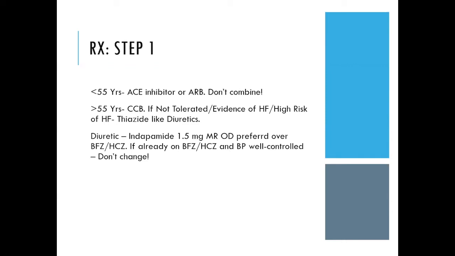Thiazide-like diuretic means that's not a classical bendroflumethiazide or hydrochlorothiazide. That's a modified kind of thiazide-like diuretic. The classical example is indapamide. You could give 1.5 milligram modified release once a day. But if they're already on a bendroflumethiazide or hydrochlorothiazide and their blood pressure is well controlled on that, don't change that. That's fine. So the bottom line is, if they are less than 55, give ACE inhibitor or ARB. More than 55, give a calcium channel blocker, or a thiazide-like diuretic if they are at risk of heart failure.